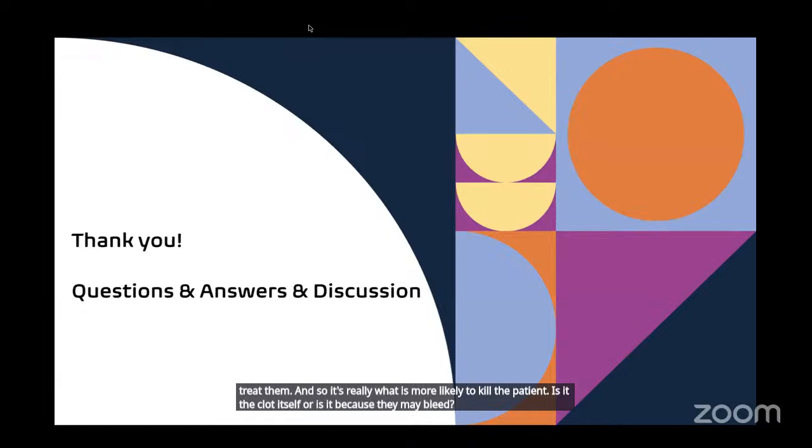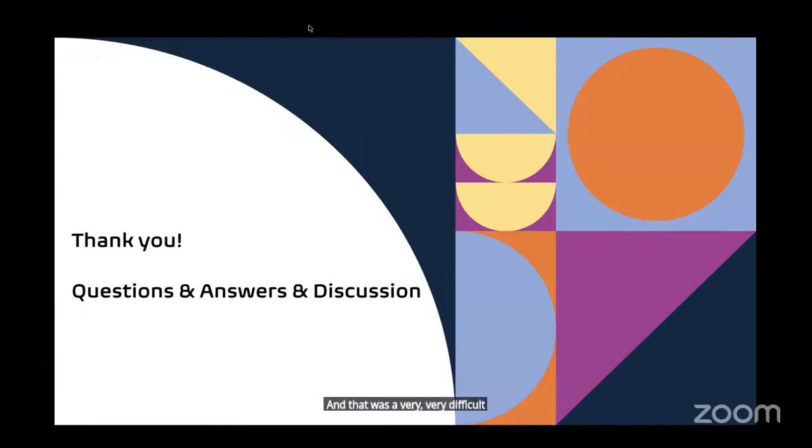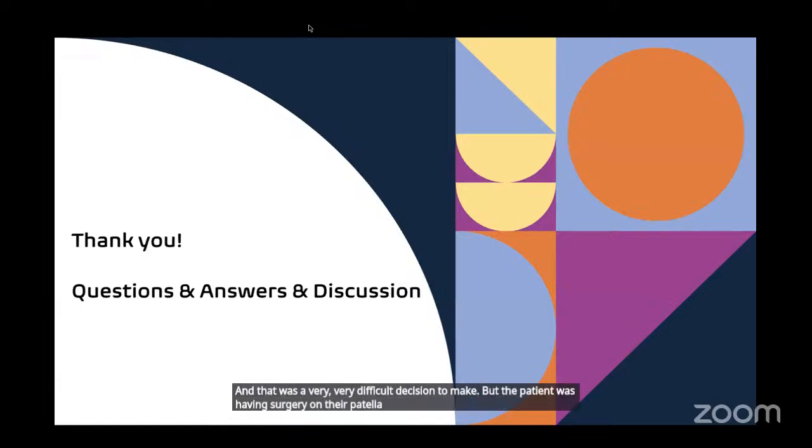So one case that I had personally that was a very difficult decision to make is, I'm an anesthesiologist, and I actually pushed TPA during surgery. And that was a very difficult decision to make. But the patient was having surgery on their patella tendon. So the risk of bleeding to death from the tendon repair was much less than the hypoxemia and impending cardiovascular collapse. So I ended up luckily making the right decision, and the patient did very well.